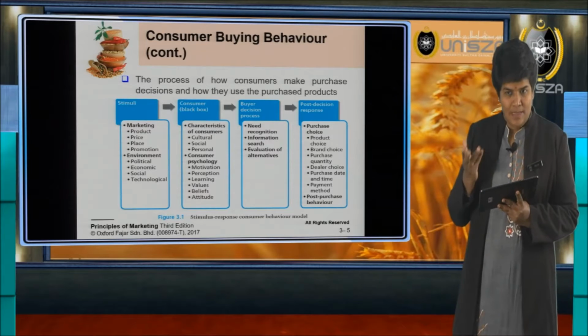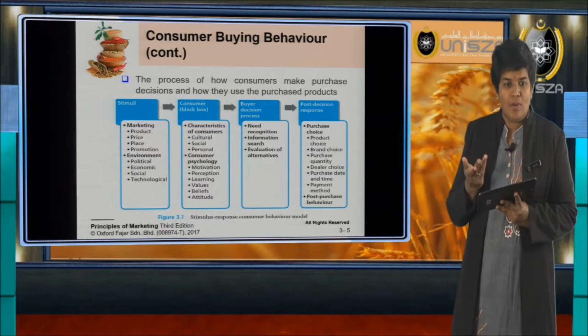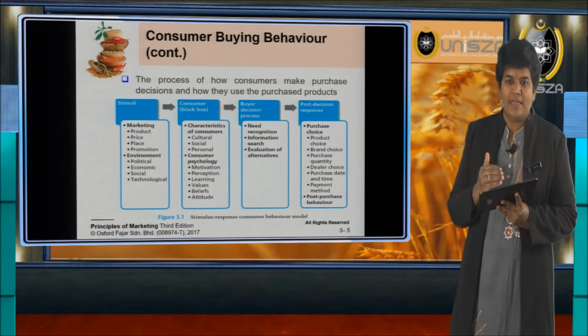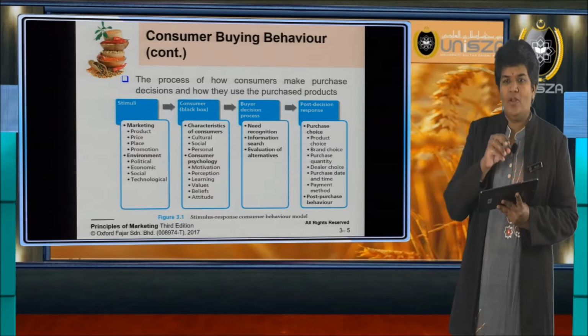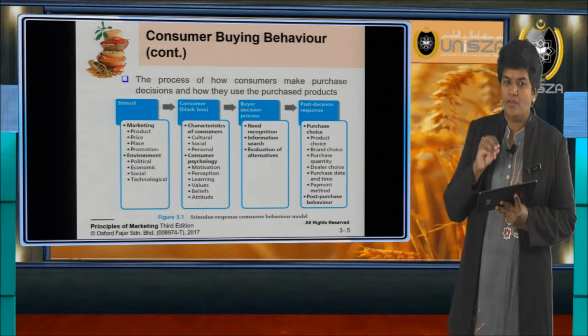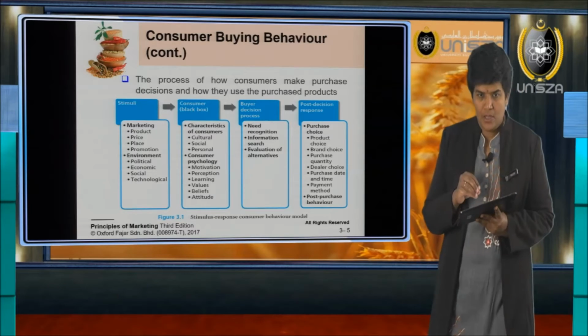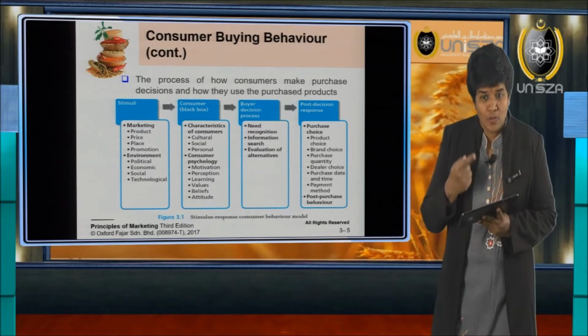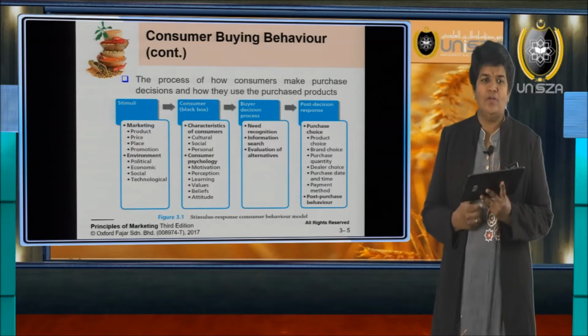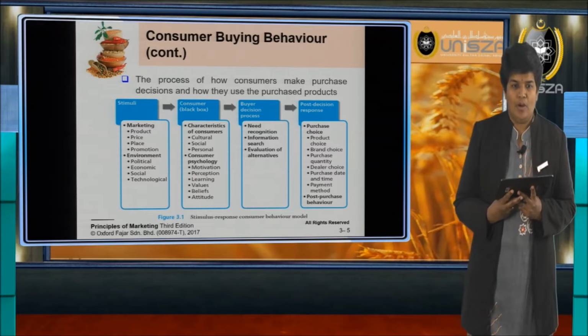Under stimuli, what will stimulate them to buy? The marketing mix, product, price, place, promotion, and the environment they are in. When we talk about environment here, particularly we talk about political, economical, social and technological elements. That will be the stimuli that stimulate the consumer to buy and use the product.